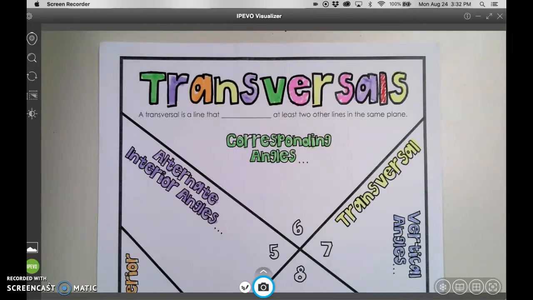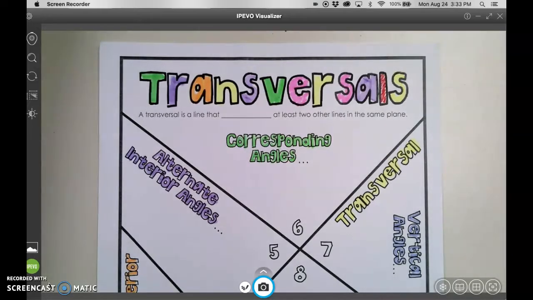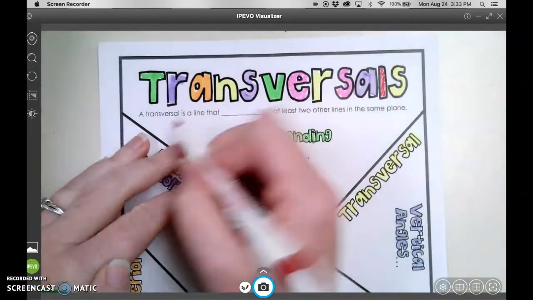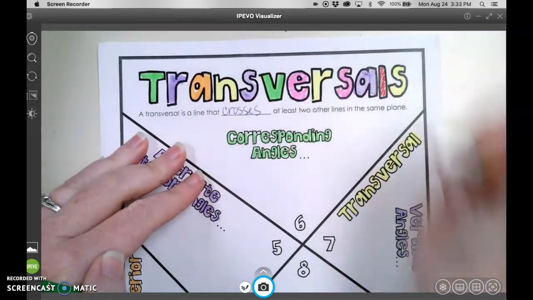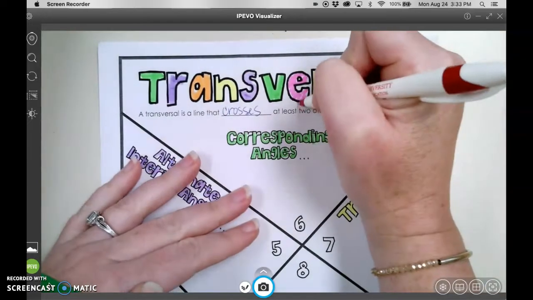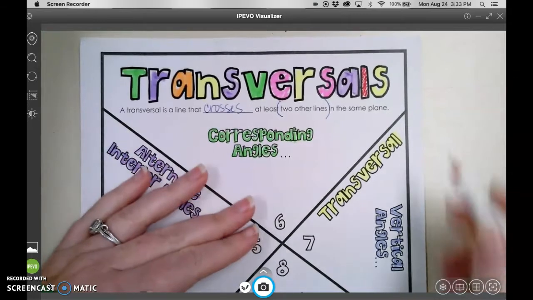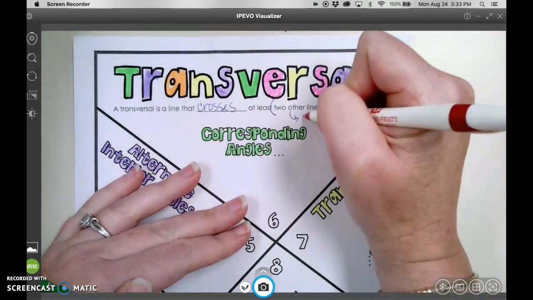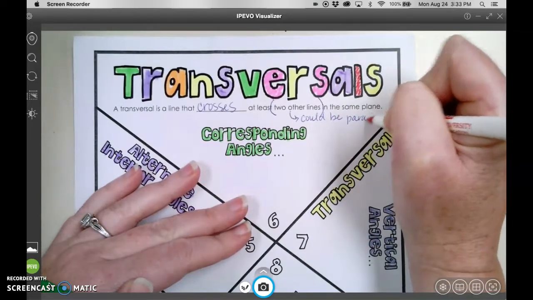Today we're going to be talking about transversals. Transversals are lines that cross at least two other lines in the same plane. Since this is singular, we're going to put: a transversal is a line that crosses at least two other lines (put that in parentheses) in the same plane. I think I said place a minute ago, but that's okay. Those two other lines could be parallel or they might not.